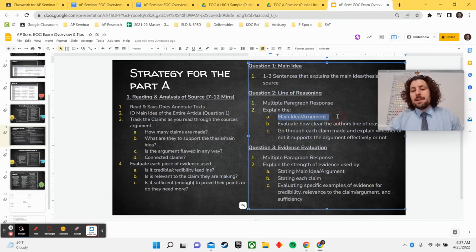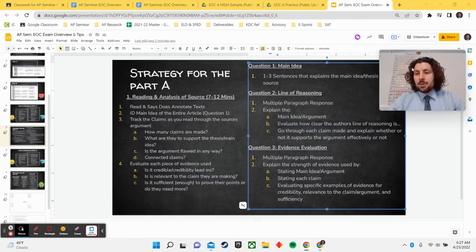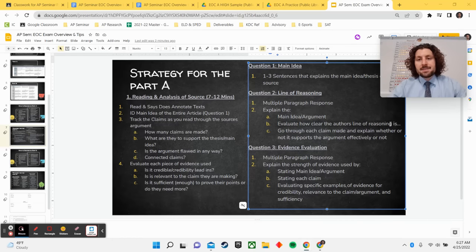Do you first explain the main idea, just like you did in part 1? Then you're really evaluating how clear the line of reasoning is. So how many claims are made? Are they strong claims? Are they presented in a logical manner? Or might they not be presented in a logical manner? You're really going through and chronologically identifying each claim made. So the author's first claim to support their argument is this.